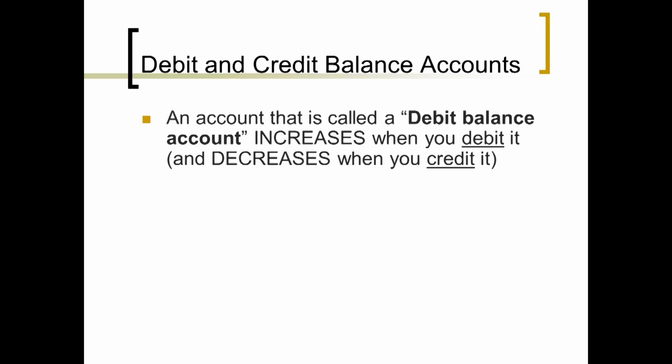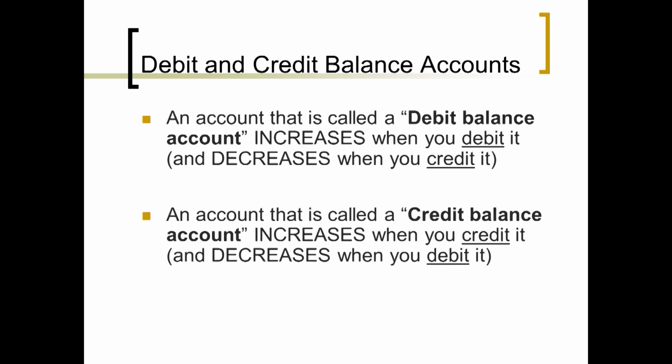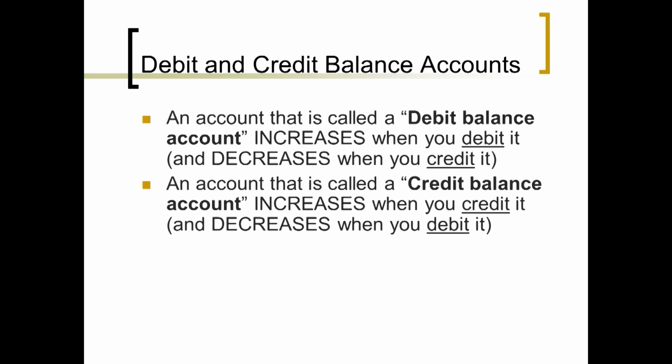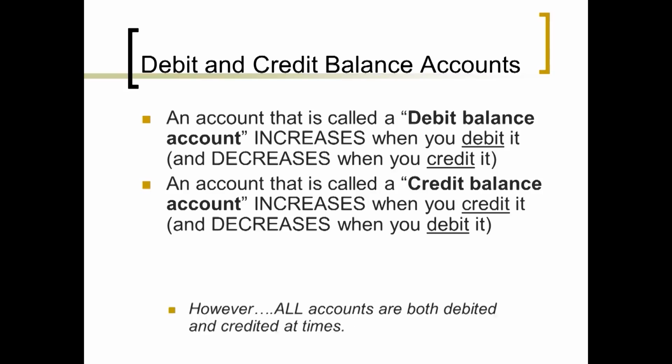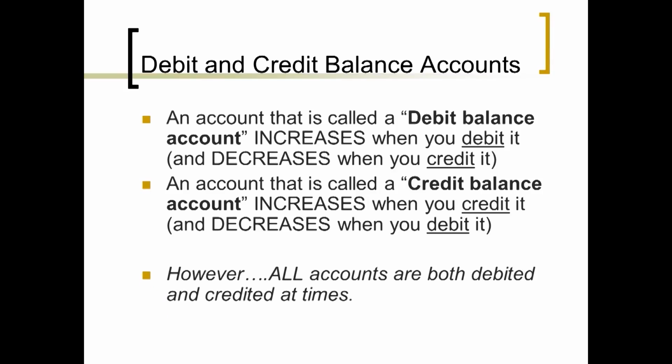Cash is what we call a debit balance account. That means that's how you increase it. You debit it, and thus you decrease it when you credit it. Notes payable is what we call a credit balance account. That means you increase it with a credit and decrease it with a debit. Does that make sense? All accounts are both debited and credited, though, just like all accounts are increased or decreased at times. Okay?